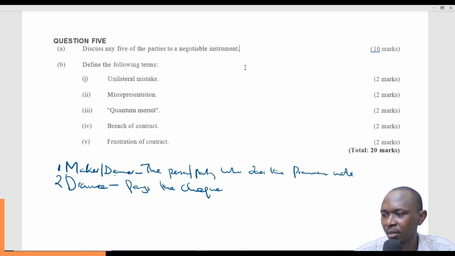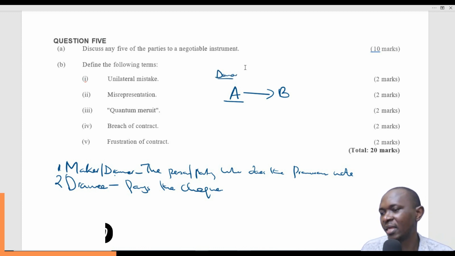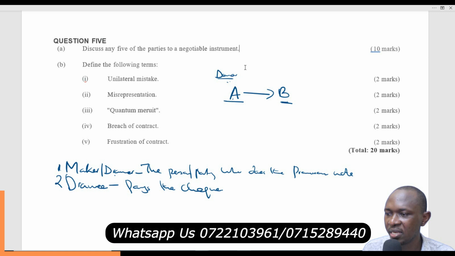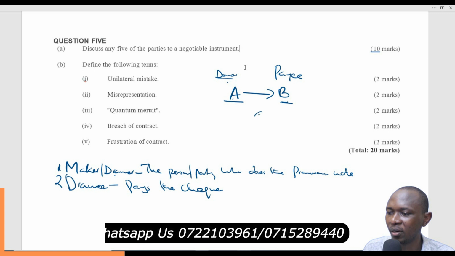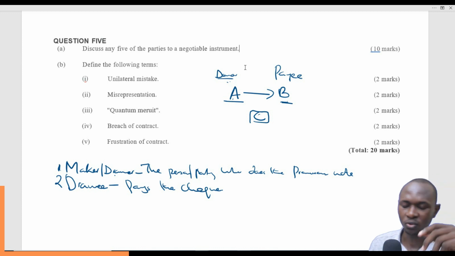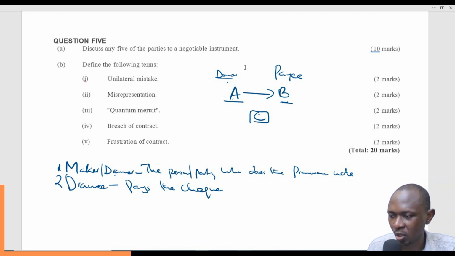So in our case, for example, we are talking about party A who is to pay party B some money. So A will be the drawer, the one who intends to pay the other party. A becomes the drawer, B will become the payee. And then of course we have the bank, which will actualize this transaction, turning the check into money. So the bank will become the drawee.